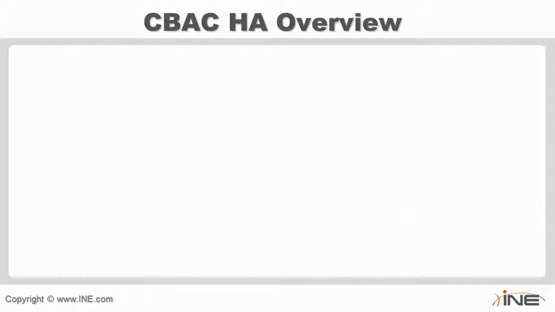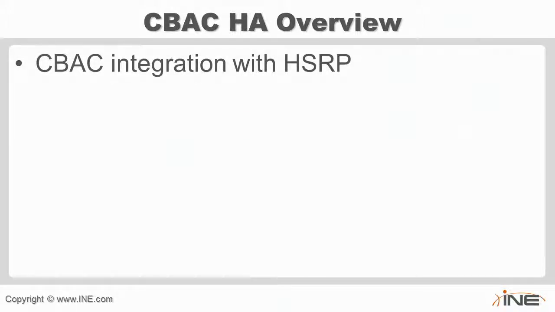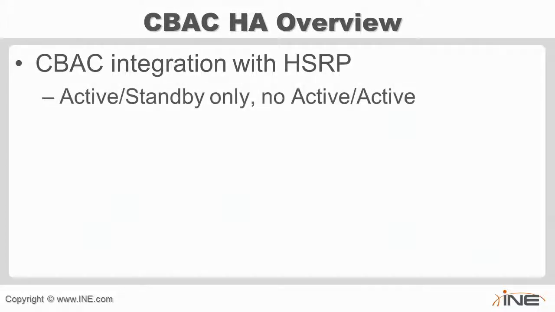As I mentioned, essentially what this feature is, the CBAC HA, or the IOS firewall high availability, is the integration between the inspection engine and the HSRP feature, which is our Hot Standby Router Protocol, our first hop redundancy. If you know the details of how HSRP works, then you can assume how CBAC is going to integrate with it, meaning that it only supports active standby failover, not active-active, because with HSRP, only one router is actively forwarding at a time, not both of them or more than one.